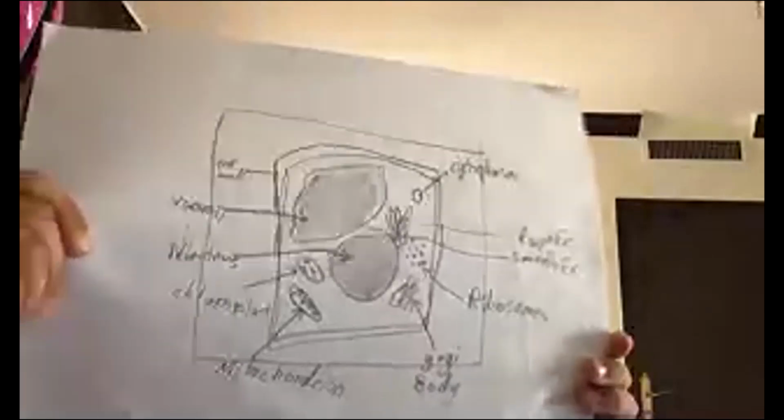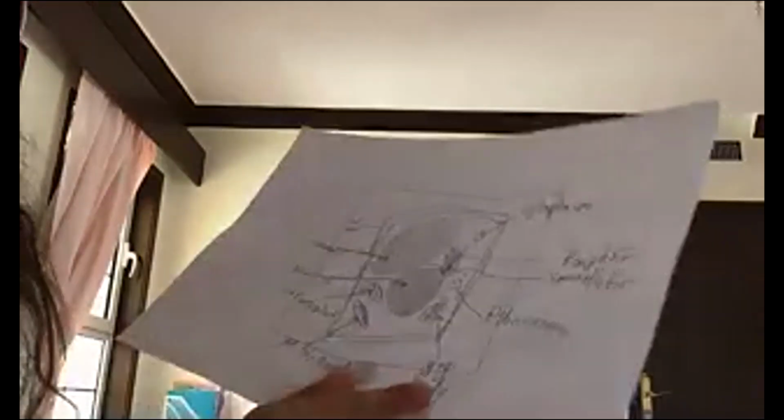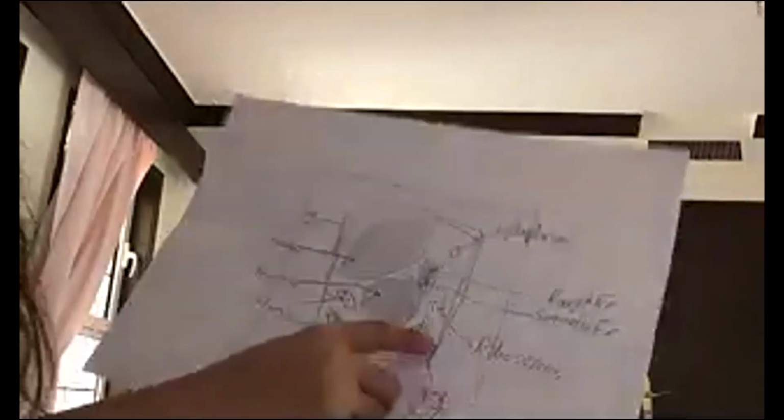What all do you have? Explain what did you draw. Cell wall, vacuole, and nucleus. Show me where is the mitochondria. Yes. And then? Golgi body. Here. And ribosome.